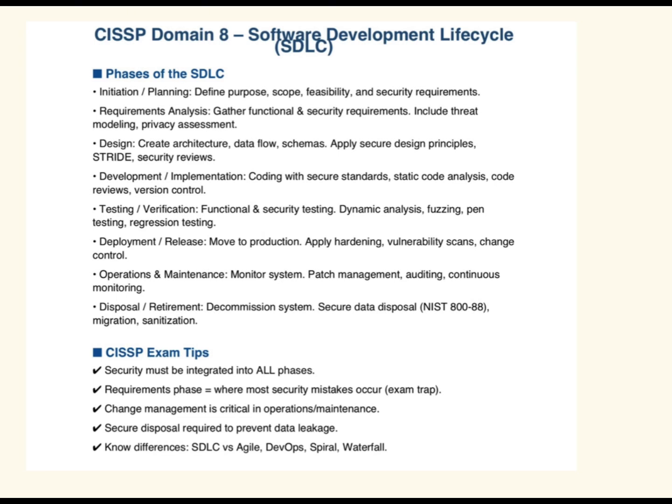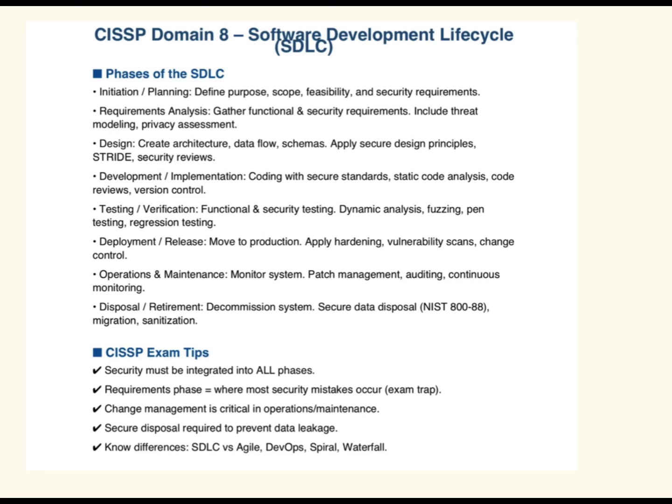Fifth is testing and verification: perform functional and security testing, fuzz testing, pen testing, dynamic and static testing. For example, pen test the bank app for SQL injection. So here we do testing and verification. Sixth, deployment and release: move to production, apply hardening and change control, vulnerability scans. For example, secure OS config, disable unused services, unused ports, remove default configuration, remove default passwords. So that can be done in this particular phase.